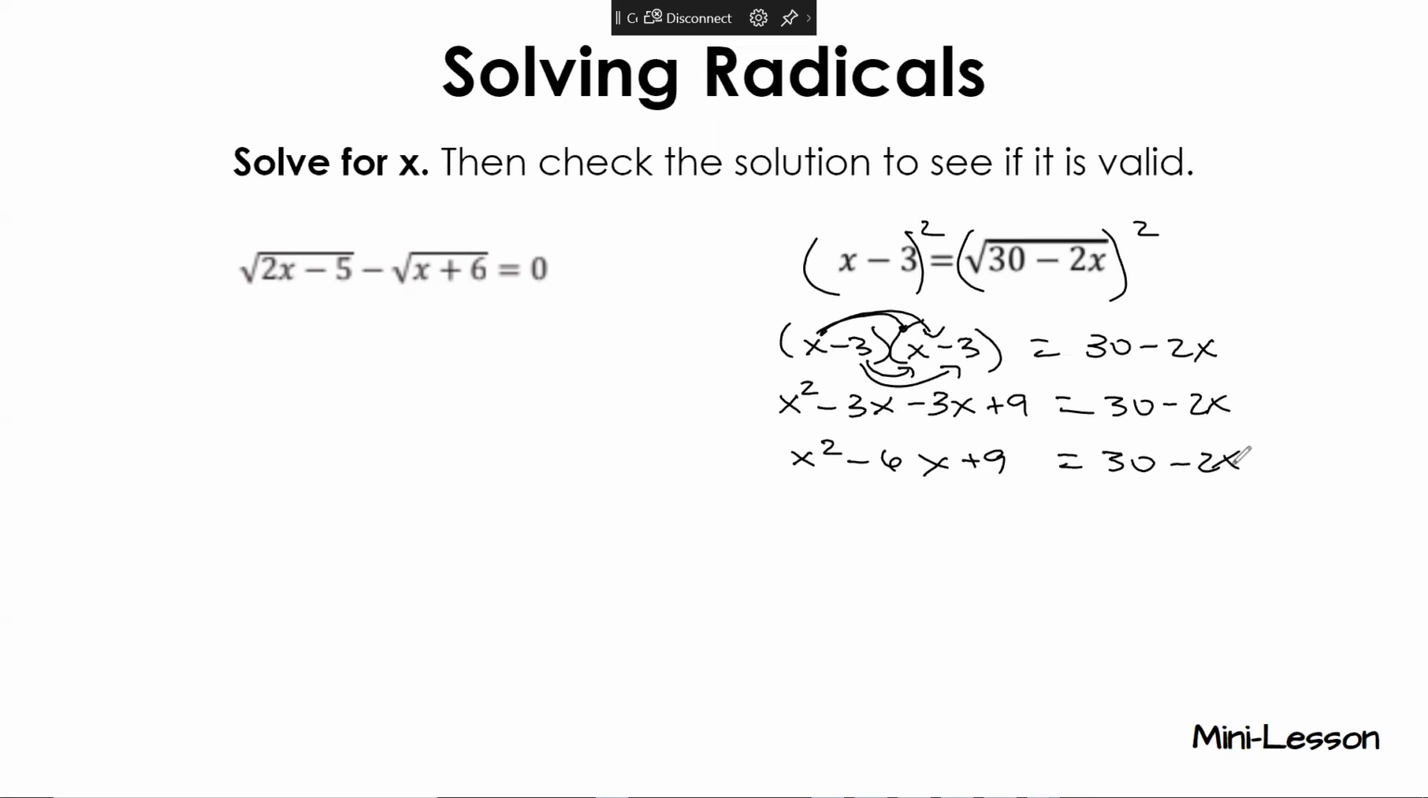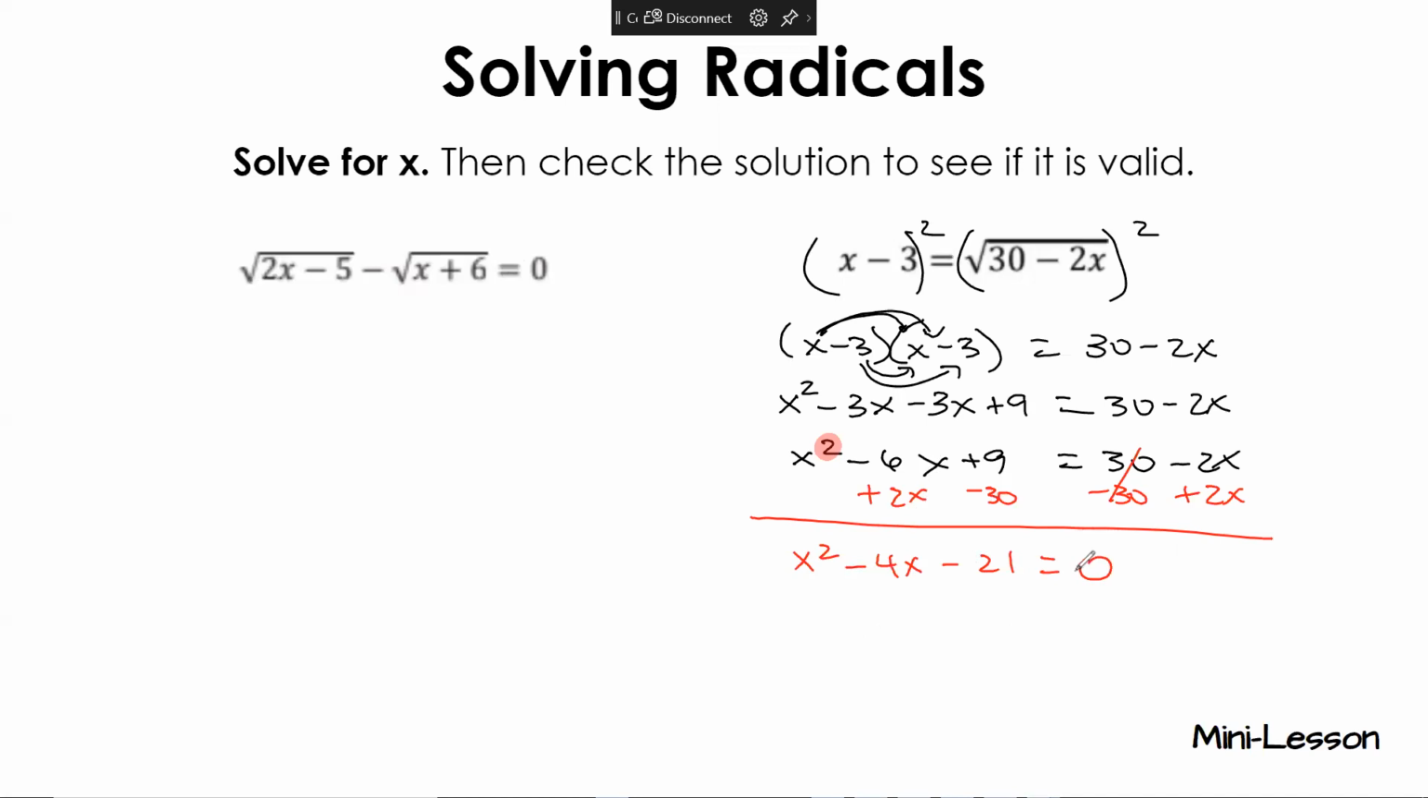Now that you've gotten here, you have to move everything to one side because it is a quadratic. The reason why I know it's a quadratic is because it has a squared term right here. So I'm gonna subtract 30, move it on to the other side. I'm gonna add 2x and move it to the other side. And so this is gonna give me x squared minus 4x minus 21 equals 0. We're still not done. We do have to factor. So we do have to find the zeros.